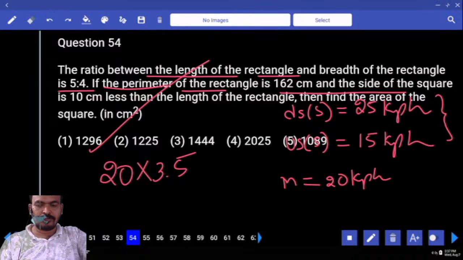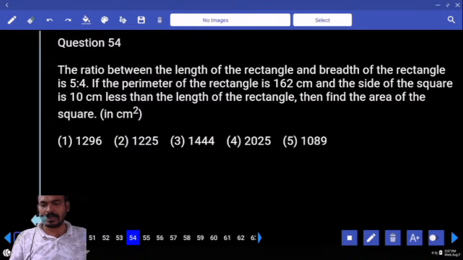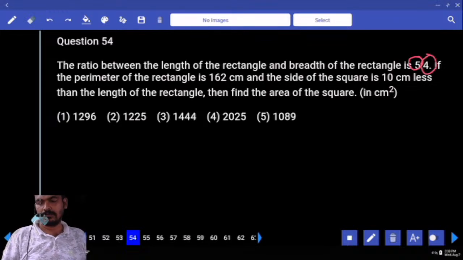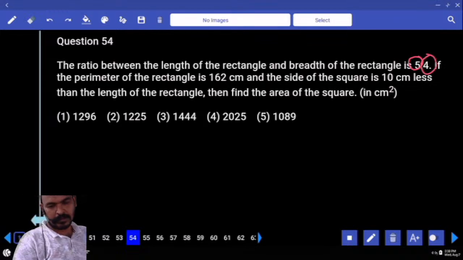Next, question number 54. The ratio between the length and breadth of a rectangle is 5:4. If the perimeter of the rectangle is 162 centimeters, the side of a square is 10 centimeters less than the length of the rectangle. Find the area of the square. Area of a square. First, length is how many parts? Breadth, sum of the parts. Perimeter, 18 parts. Perimeter means 2 of L plus B.